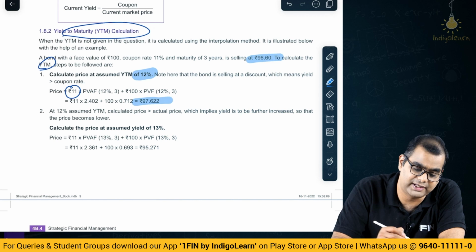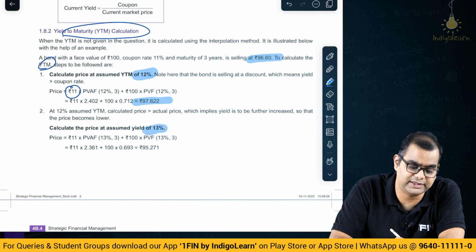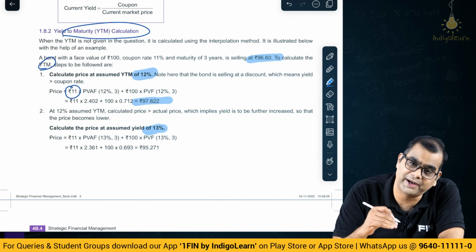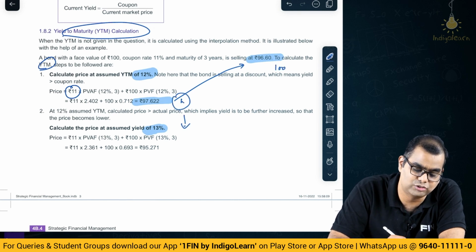If you make it further higher at 13%, what will happen? See, if at 12% it is 97, if you increase the rate, price will come down further. What is the relation between these two? This is higher, this is lower. So, you have to increase the rate higher to 13%.